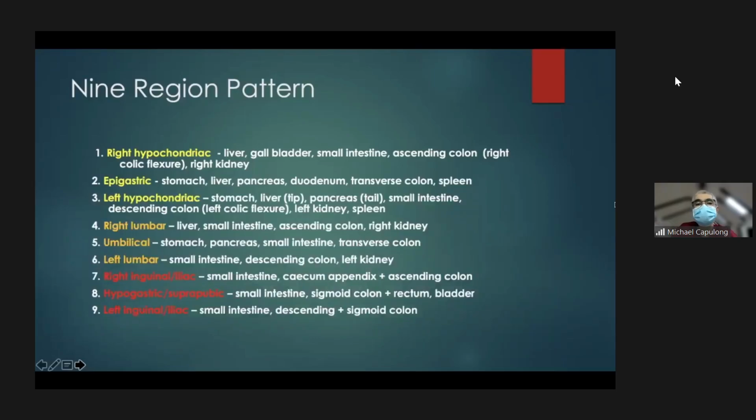Okay, if you're using the nine-region pattern, these are the structures that you can localize in the specific region. There are times when they are overlapping. It overlaps from one region to another. So I will not go into each and every one of these structures. You go over it and associate it with the specific area in the abdomen.